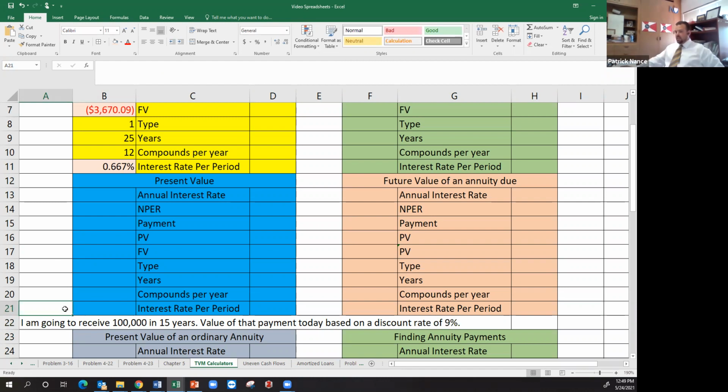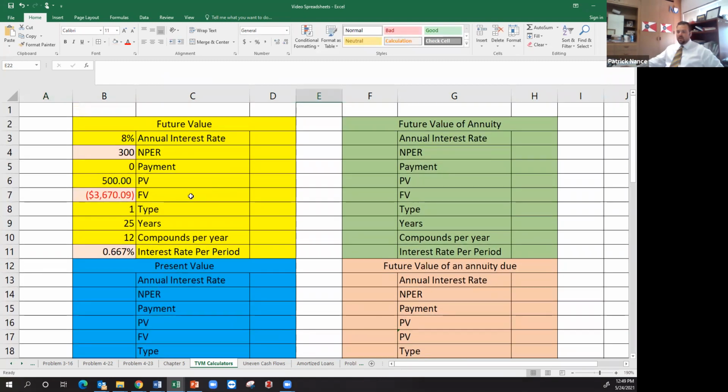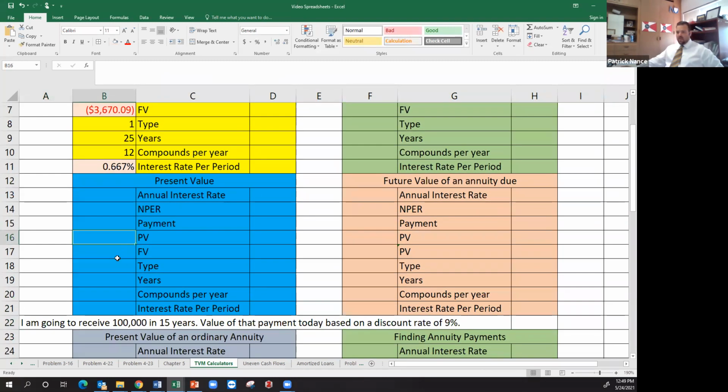Okay, so first thing, let's just get a little grasp on what we're trying to do here. If I'm going to get $100,000 in 15 years, I want to know, if that were money in my hand today, what is the value of it? Assuming that it grows at a rate of 9%. So I'm kind of doing a future value backwards. I'm saying, what is it worth now? I know what the future value is.